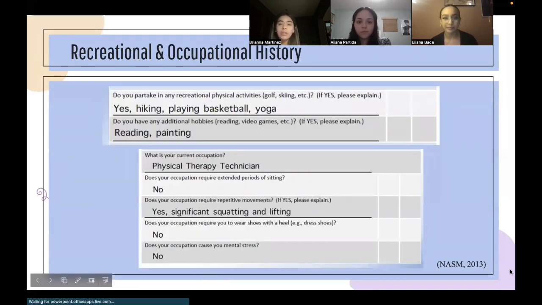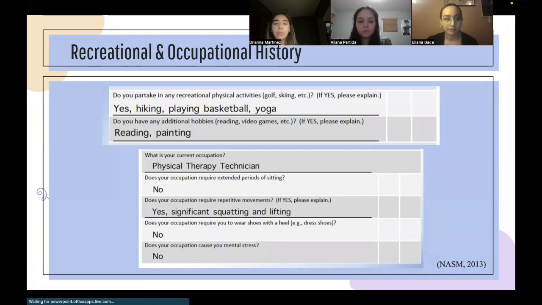As for the recreational and occupational history of the individual, we're going to be looking at the fact that she does do hiking and she plays basketball and yoga as her recreational physical activities. These can help in the creation of the program, as they can help it become more curated for the individual so that they will want to come back and do the exercise.